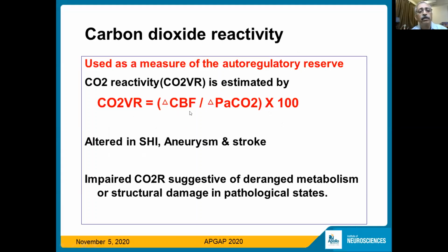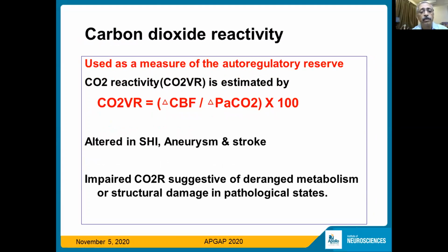Reactivity can be measured using the change in the cerebral blood flow and PaCO2 values. What has been shown is that for every millimeter of mercury increase in the PaCO2, there is a 3 to 4% increase in the cerebral blood flow.